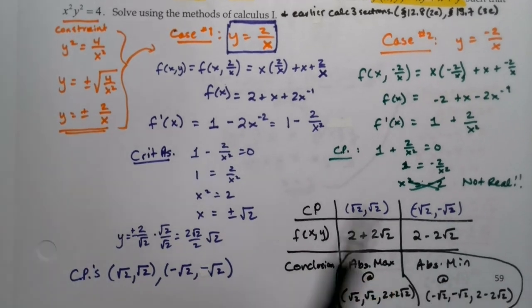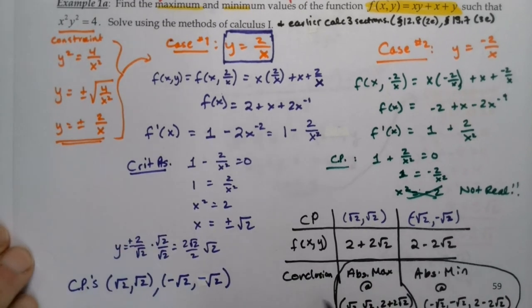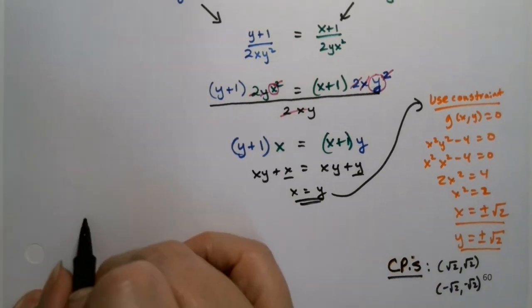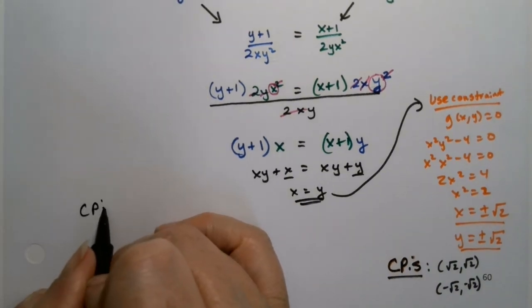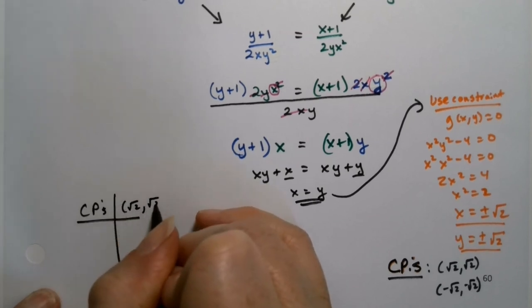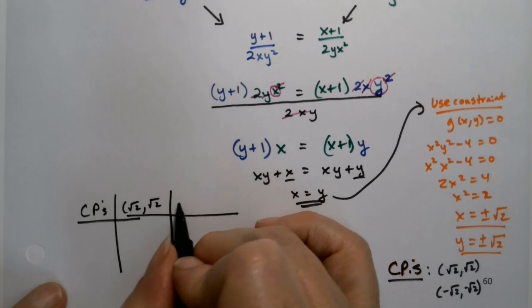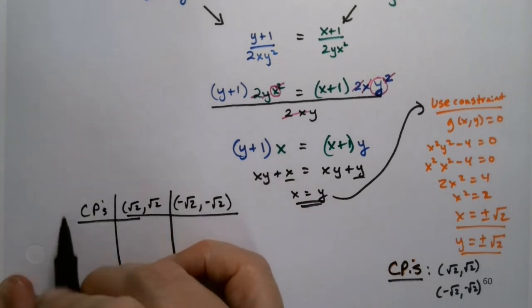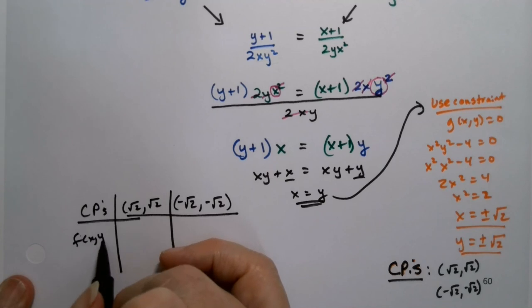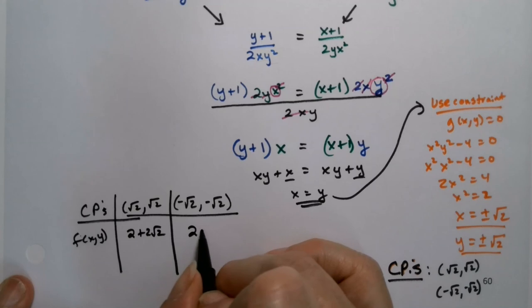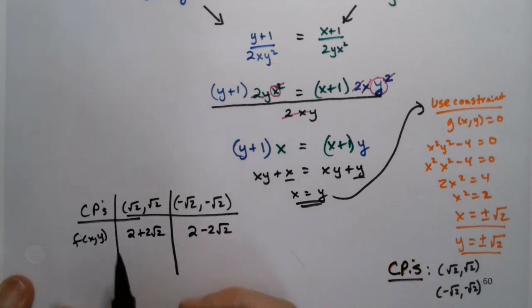So the Lagrange method gets us there in a different path. But we still have to make this table at the end. That table part doesn't go away. That's still part of it. So you make a little table. And you know you have square root of 2, square root of 2, and negative square root of 2, negative square root of 2. And then you have your f of x, y values, which we already know. This is 2 plus 2 square root of 2. This is 2 minus 2 square root of 2.